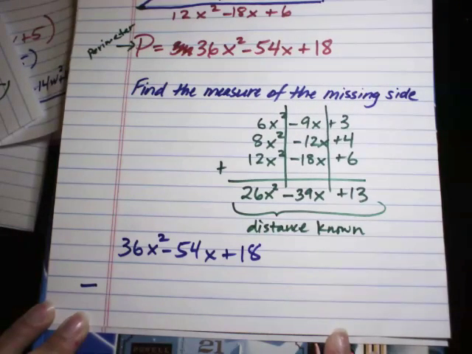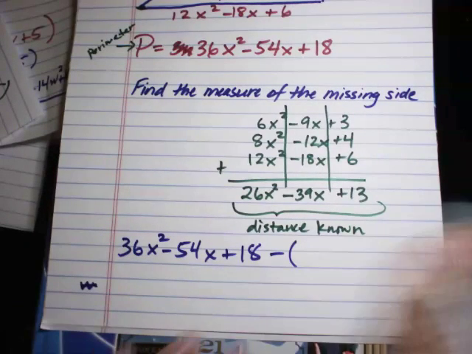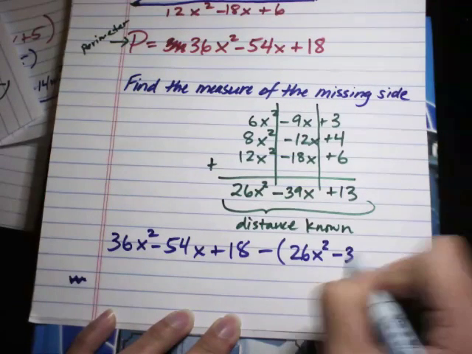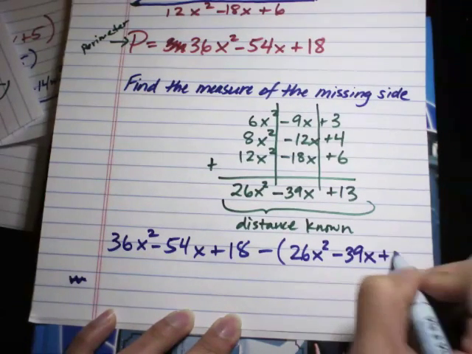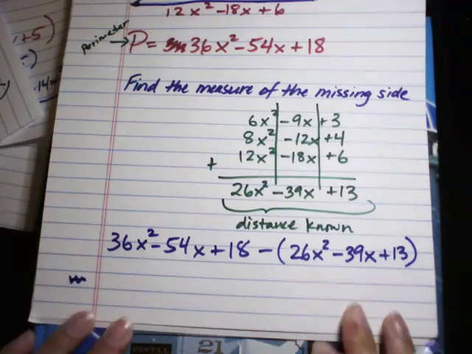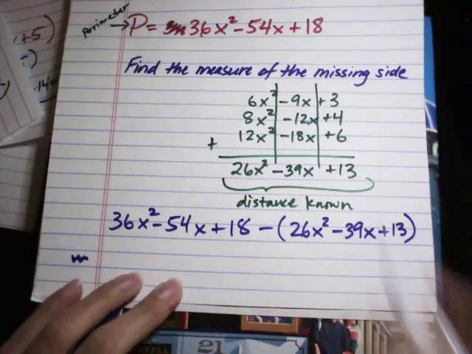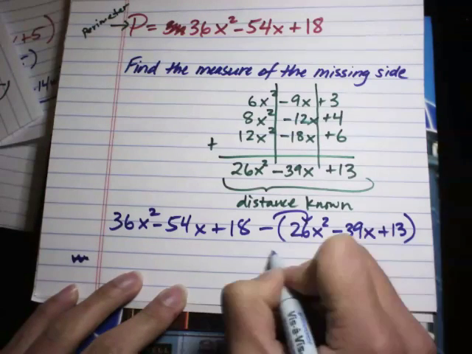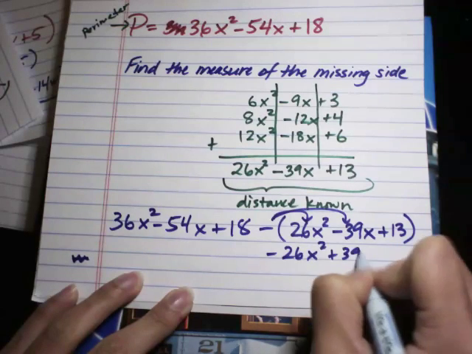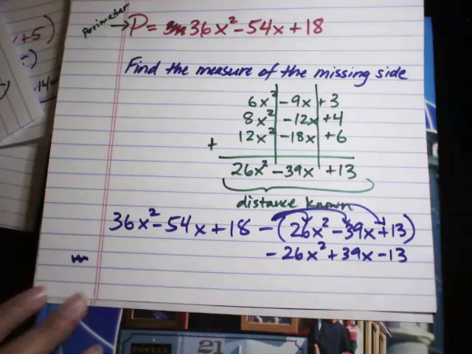Subtracting the distance that we know, I always like to do it vertically or horizontally. We're subtracting this entire distance. When you do that, remember it's very important to take the whole polynomial in parentheses, and the reason for that is you need to distribute that negative sign. So you'll have a negative 26x squared, distribute here, plus 39x, distribute here, minus 13. Now it's just an addition problem.